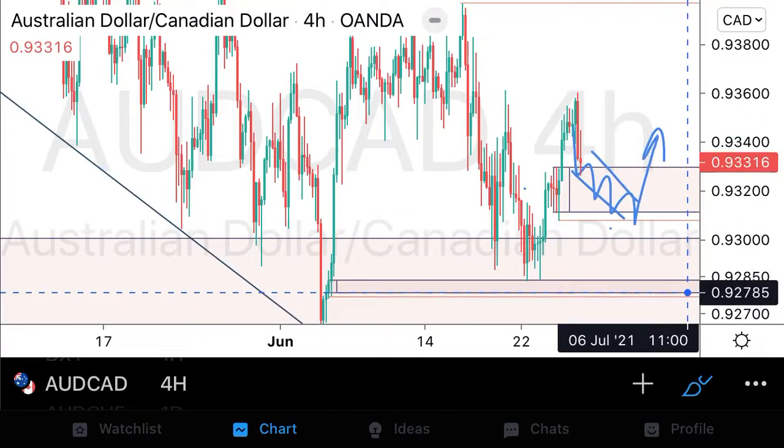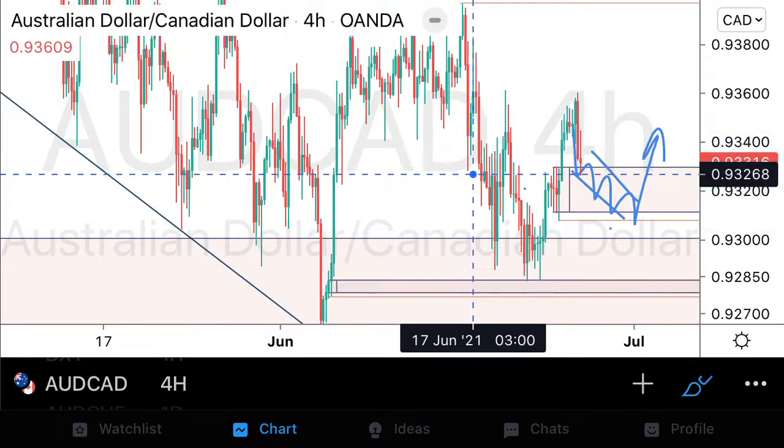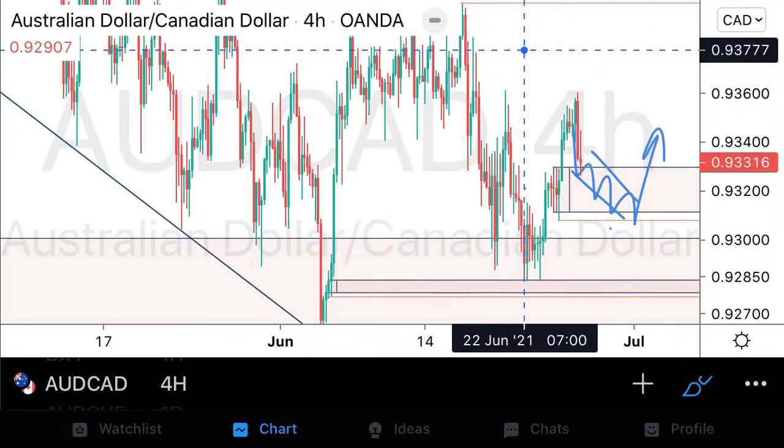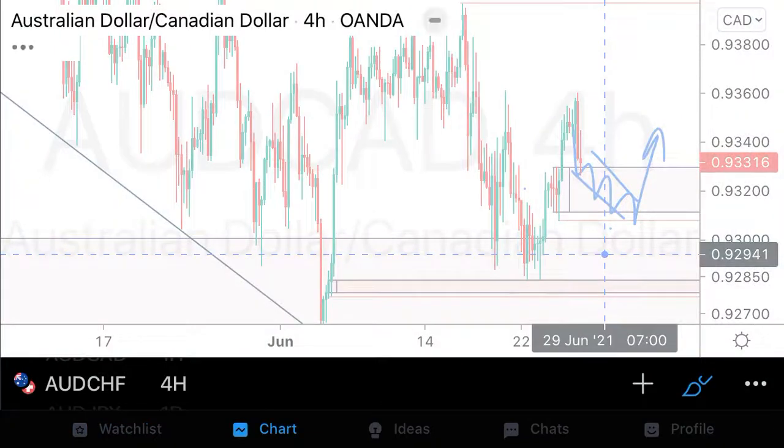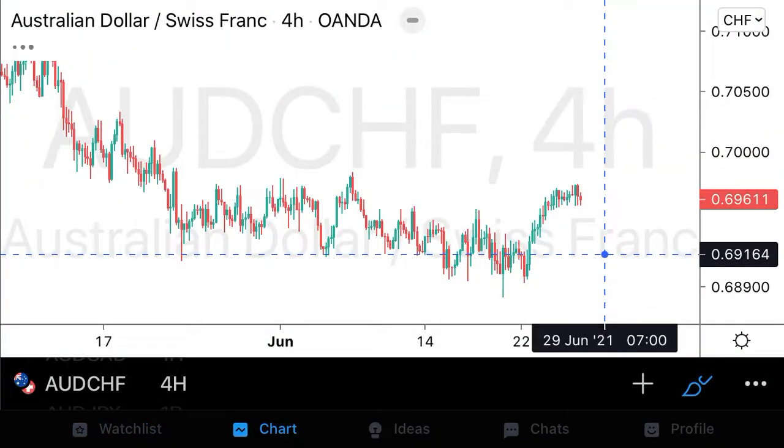But as things stand, guys, we are at higher time frame support. We do have some nice confluences, and also we're waiting on a beautiful extra added piece of confluence for that buying opportunity on Aussie CAD. Now let's go on to the next pair, guys. We're going on to Aussie Swiss franc.